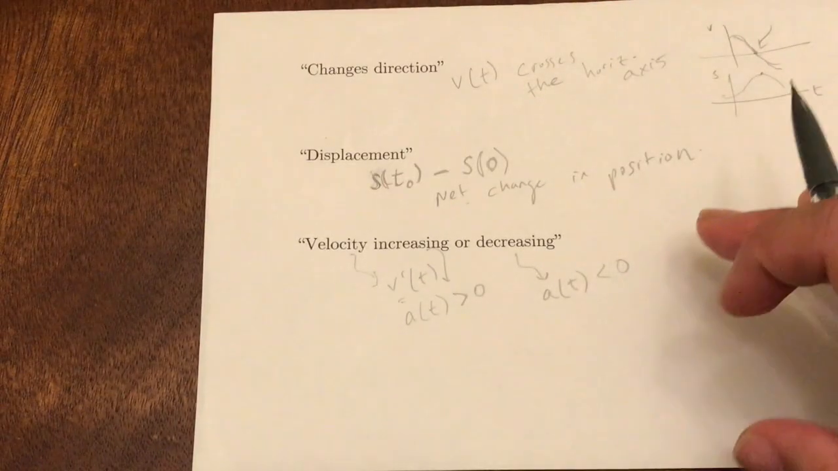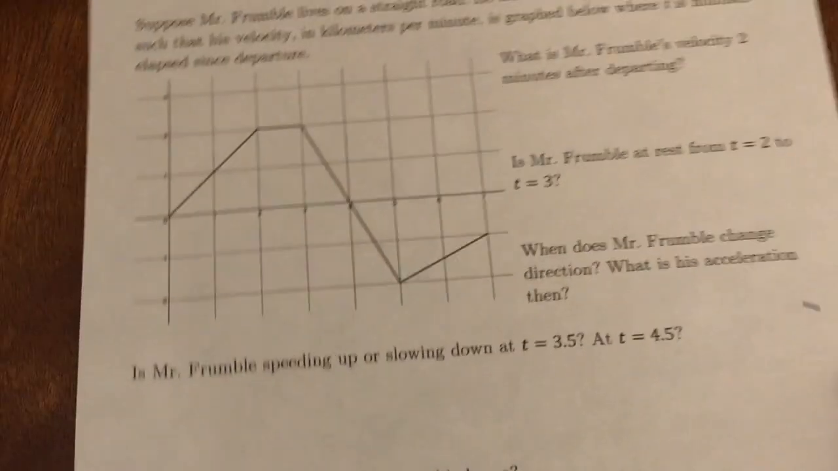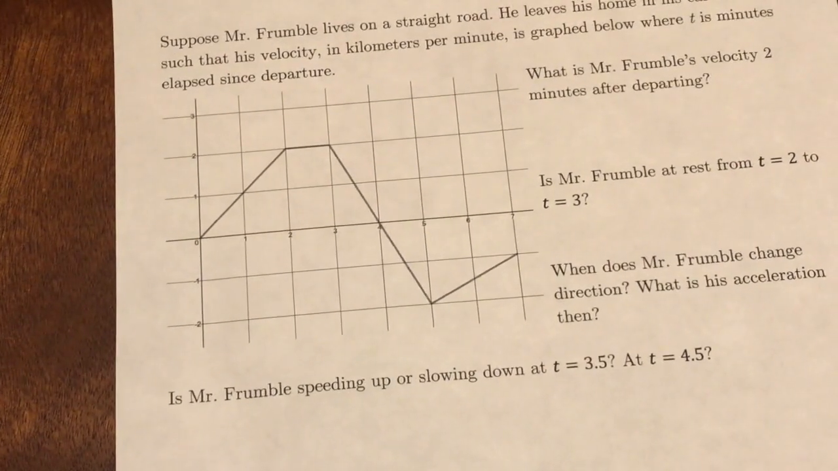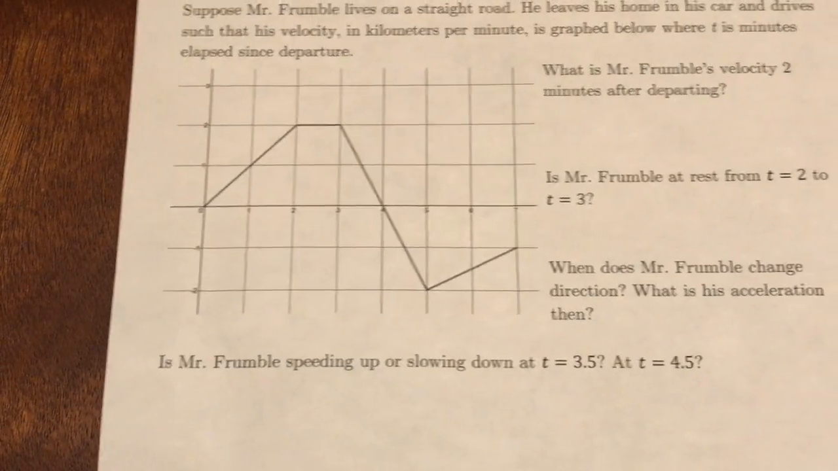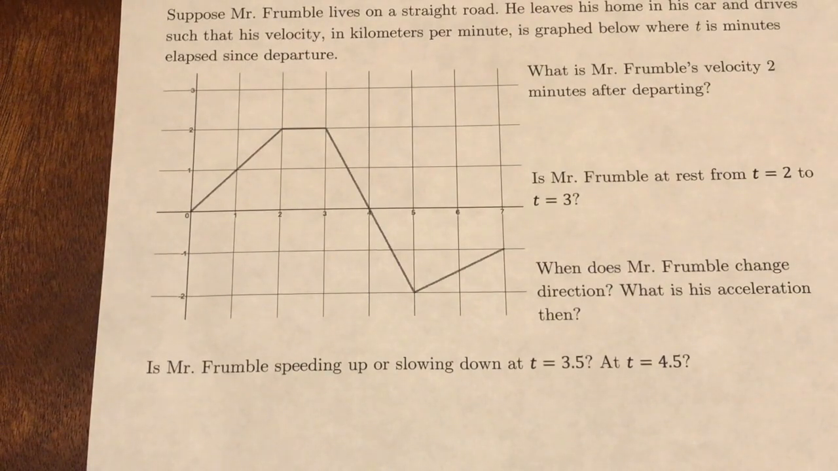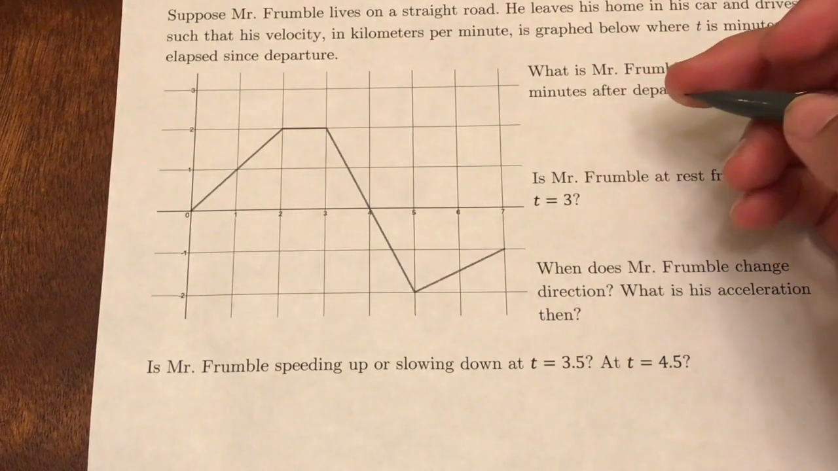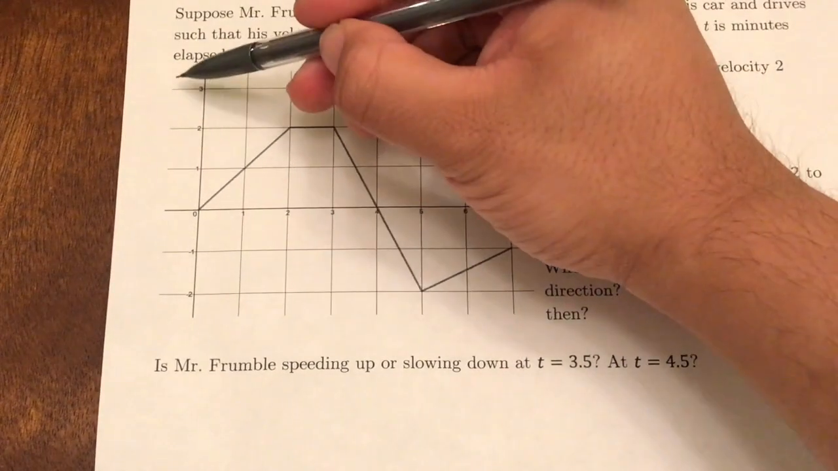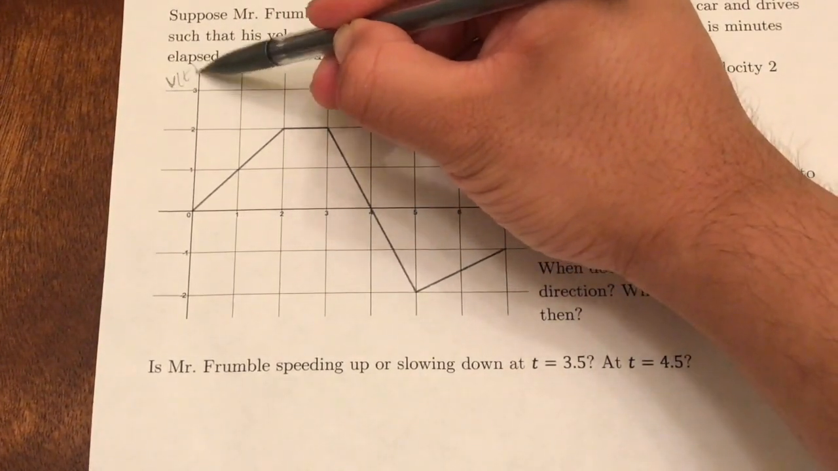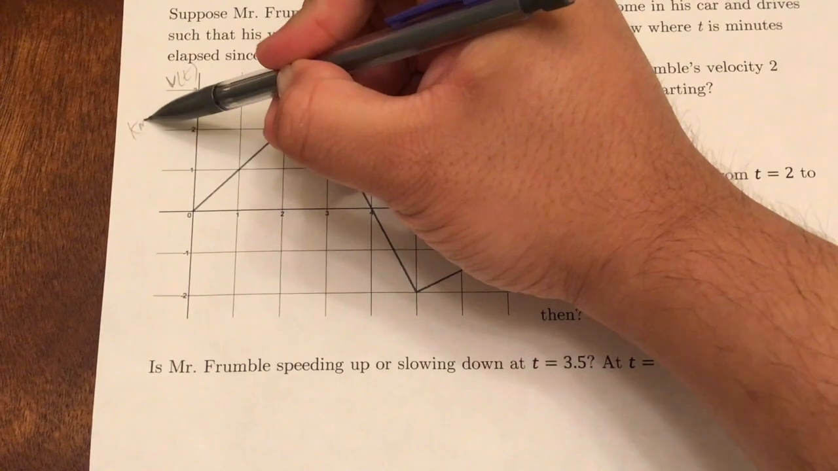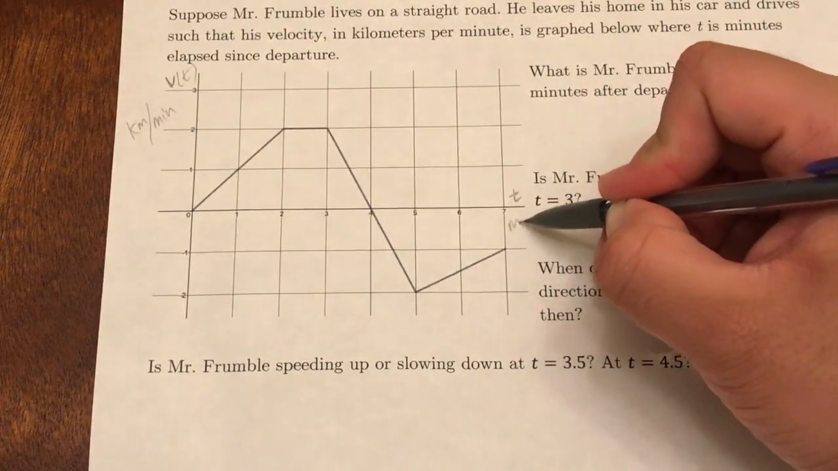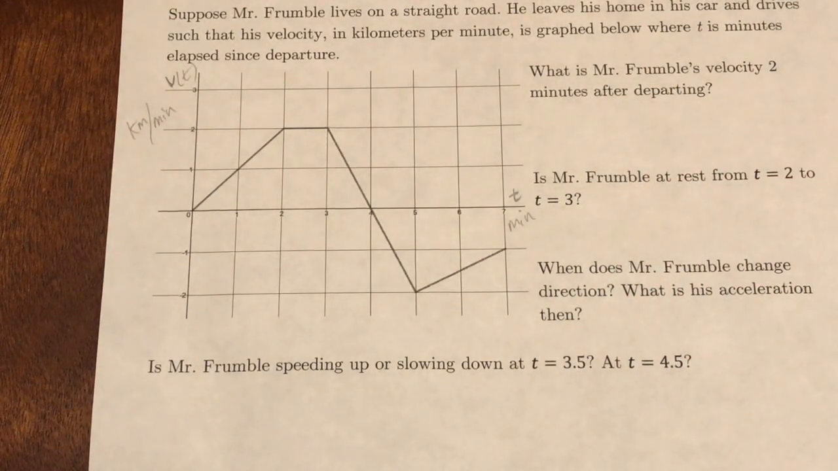Oh well. So here's a concrete example dealing with our old friend, Mr. Frumble. So suppose Mr. Frumble lives on a straight road. He leaves his home in his car and drives such that his velocity in kilometers per minute is graphed below, where t is minutes since departure. So this is going to be the t-axis, and this is going to be the v of t-axis. And the units here are important. This is going to be kilometers per minute, and this is going to be in minutes.